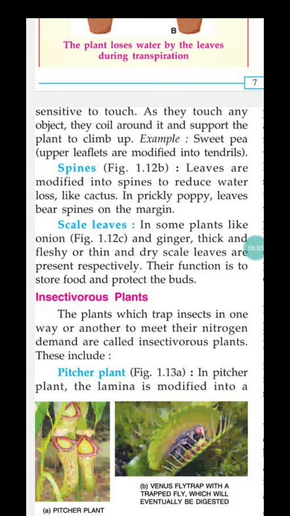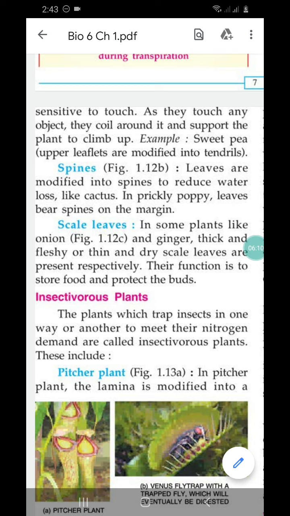If leaves have more stomatal structures, what happens? A lot of water is lost from the plant body. Already they are in deserts, they don't get water. So here we observe that the leaves themselves change into spines in order to avoid water loss during transpiration. An example of a desert plant is cactus.